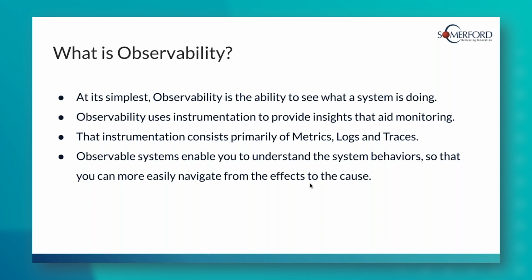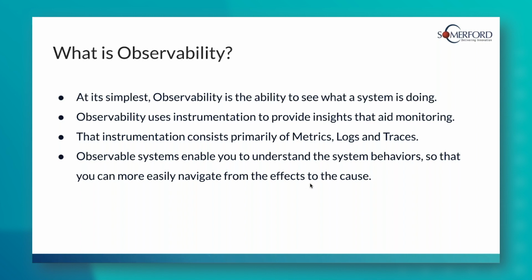So firstly, what is observability? At its most fundamental, at the most basic level, it's the ability to see what a system is doing. That's achieved through instrumentation. There's nothing new about that. We've had logs and metrics in systems since the very earliest systems that needed to be debugged and deconstructed. What's happened, what's gone wrong. We need instrumentation to tell us when things go wrong. So we have that. Observability uses that instrumentation to provide the insights to aid monitoring and drive alerting.